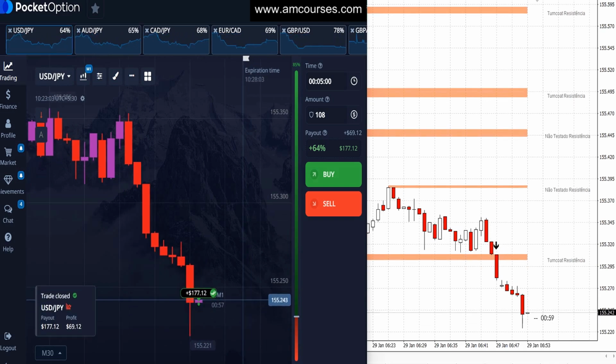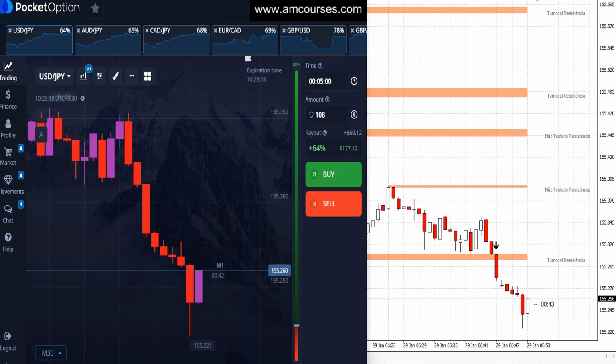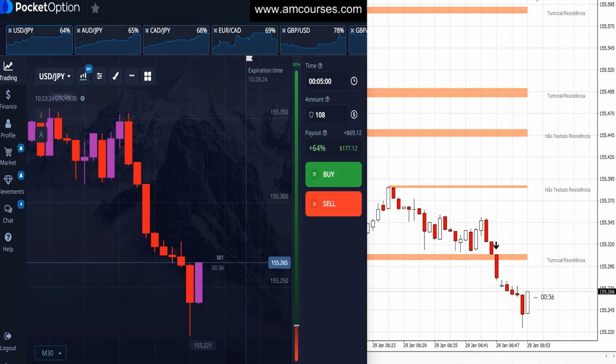This is a great example of how following the trend and trading at the right breakout levels can increase your accuracy. Before we move to the next trade, key learning from this trade: always follow the trend to increase your chances of success. Confirm support and resistance breakouts before entering a trade. Stick to the 5-minute expiry as per our strategy.